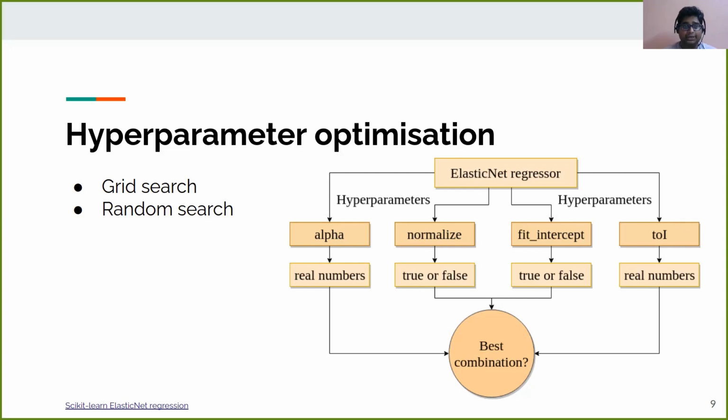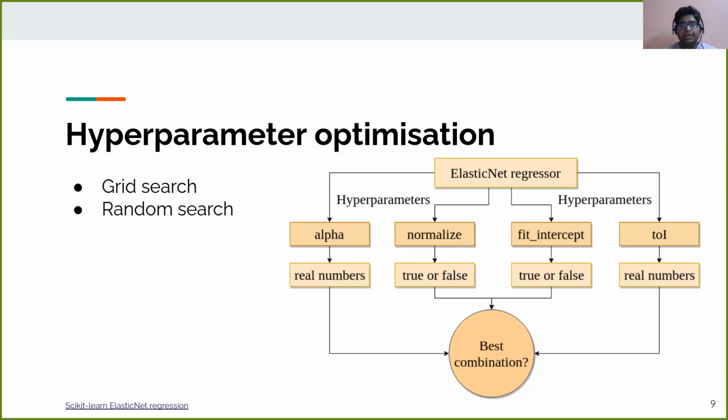There are 2 techniques for that: grid search and random search. In grid search, we define discrete values of each hyperparameter. For example, alpha takes a positive real number. Then we can define 4 different values of alpha between 1 and 10, like 1, 3, 7, and 10. Then for normalize, we can specify true and false. Same for fit intercept. For tol, we can specify 4 different numbers such as 0.1, 0.3, 0.5, and 1.